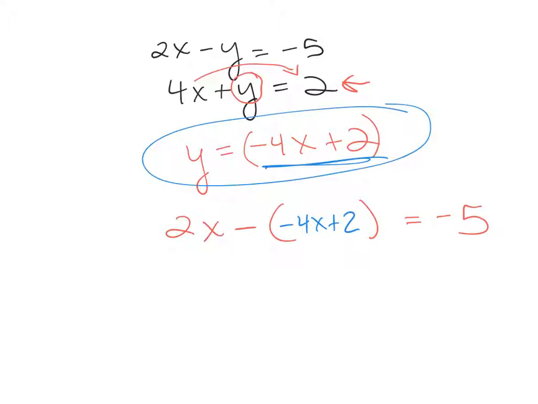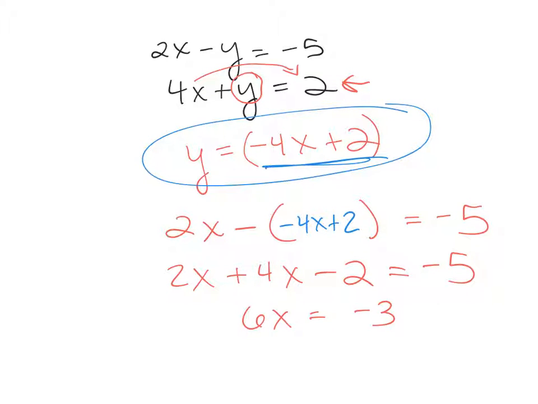So we have 2x plus 4x minus 2 equals negative 5. And we have 6x equals negative 3. And divide by 6, x equals negative 1/2.